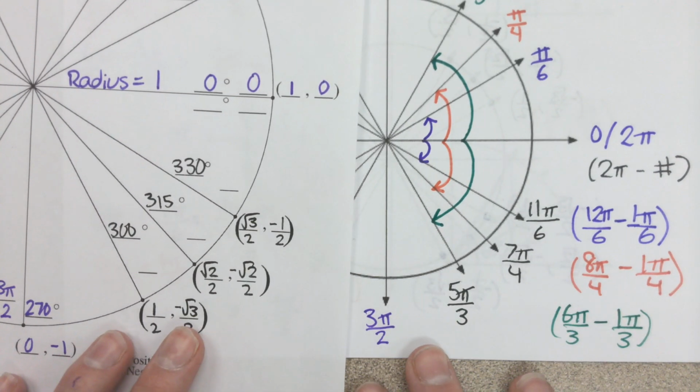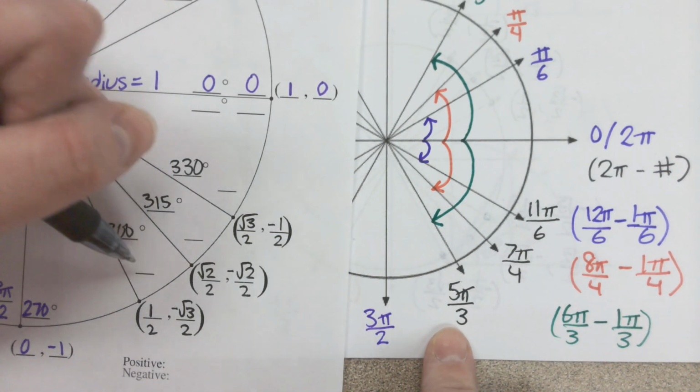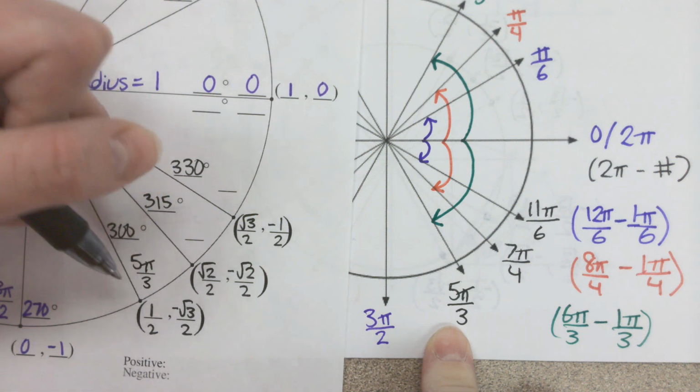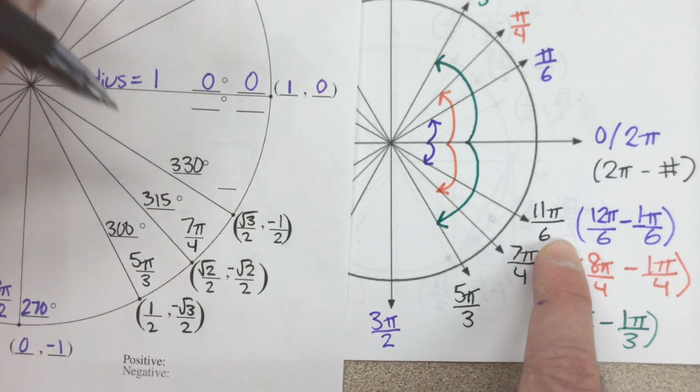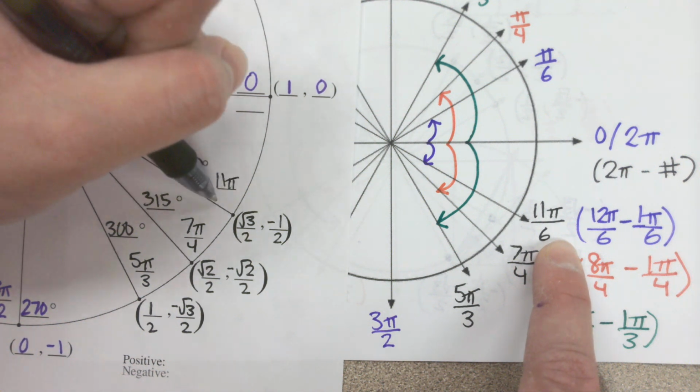Final quadrant. 300 is 5 pi over 3. 315 is 7 pi over 4. 330 is 11 pi over 6.